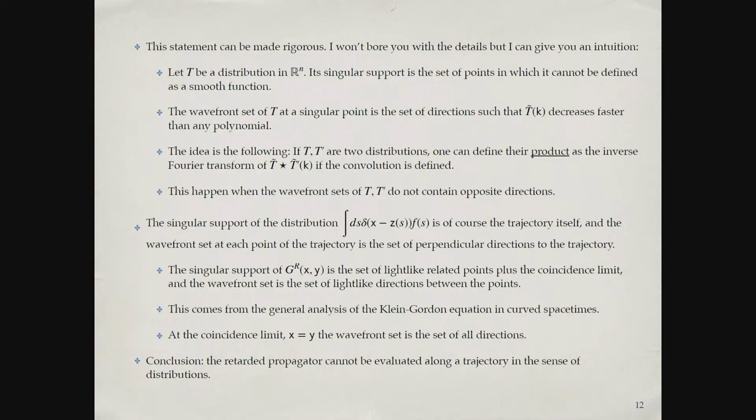And it turns out that, because it's a distribution in x and y, in R8, the singular support are the points in which these guys are related by a geodesic, and also the coincidence limit. We don't care about the points that are related by geodesics, because those are not going to be a problem with this distribution, but the coincidence limit is. And that's the very deep, very mathematical reason why you cannot do this.